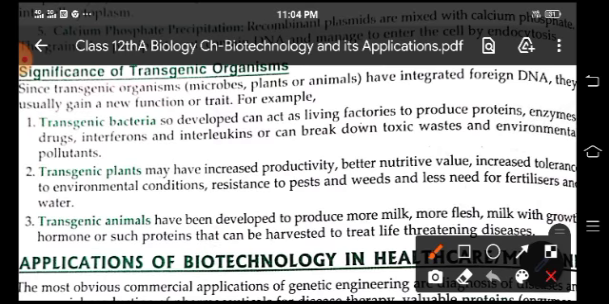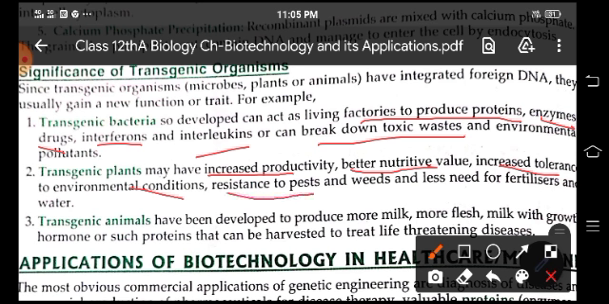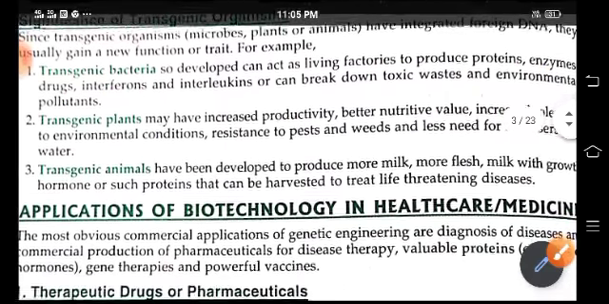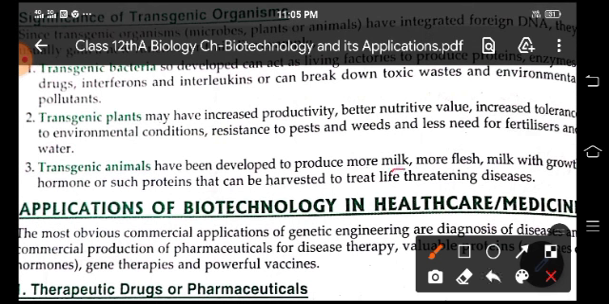can act as living factories to produce proteins, enzymes, drugs, interferons, and interleukins, or they can break down toxic waste and environmental pollutants. Transgenic plants have increased productivity, better nutritive value, increased tolerance to environmental conditions, resistance to pests and weeds, and less need for fertilizers and water. Transgenic animals have been developed to produce more milk, more flesh, milk with growth hormone, or such proteins that can be harvested to treat life threatening diseases.